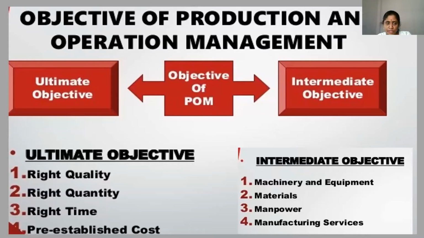Objectives of production and operation management. Here we can see two types of objectives: intermediate objective and ultimate objective. Under intermediate objective: machinery and equipment, materials, manpower, manufacturing services.